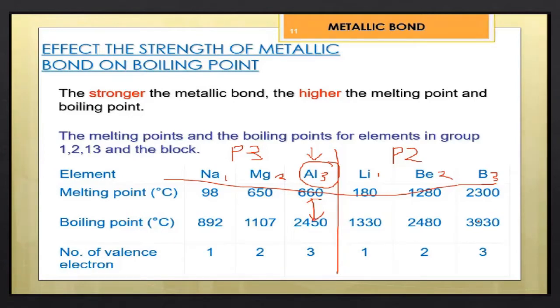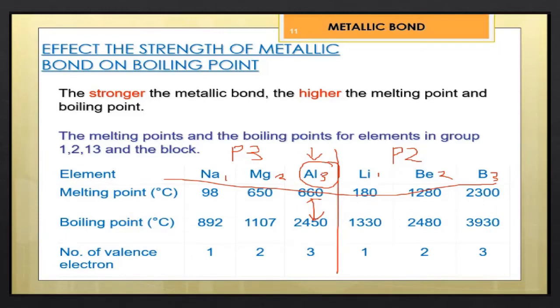Because the size of boron is smaller compared to the size of aluminium. Yes, you are right, exactly. Because boron is in period 2, and aluminium is in period 3. Boron and aluminium, we compare in terms of principal quantum number, meaning the number of valence shells. Boron only has 2 valence shells, and aluminium has 3 shells. Okay, good. So you all have to understand the situation.